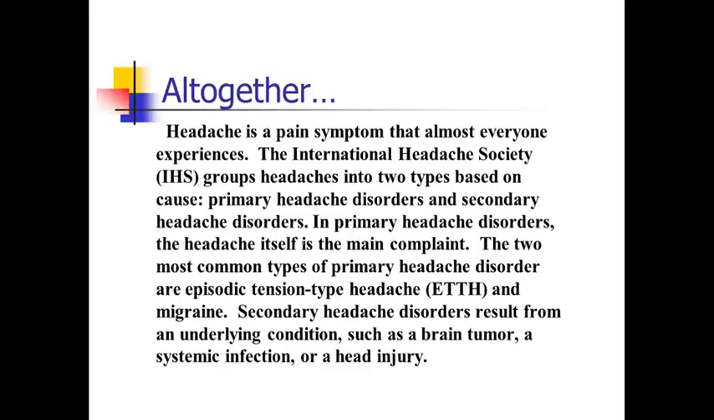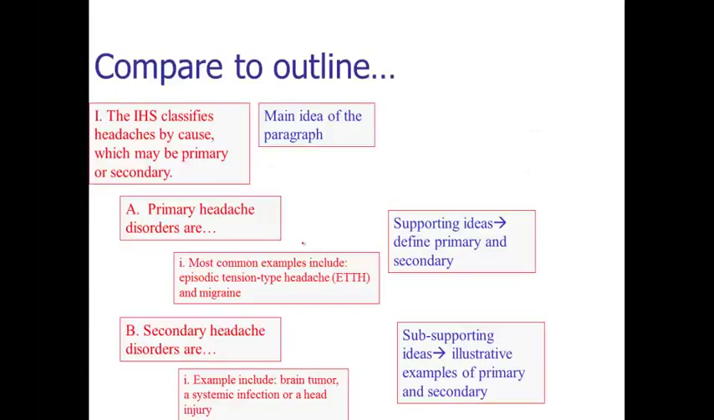The two most common types are episodic tension and migraine. Secondary headache disorders result from an underlying condition such as a brain tumor, a systemic infection, or head injury. And you can go back to the outline, make sure we hit all the main points. Sure, we hit all the main points.